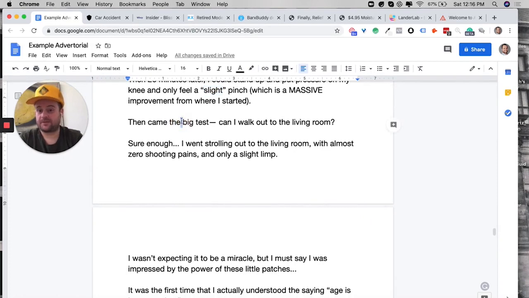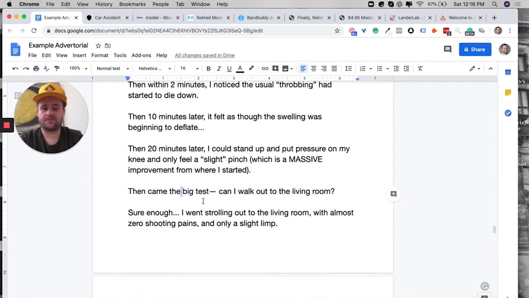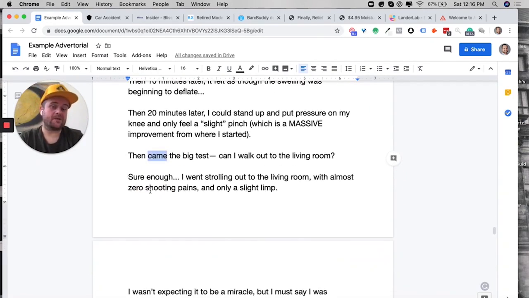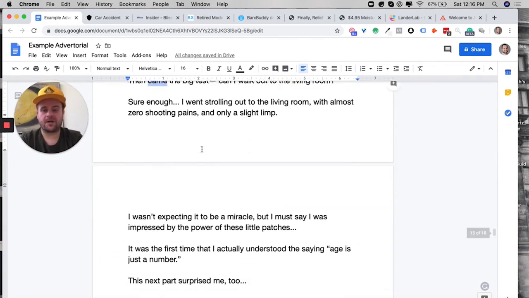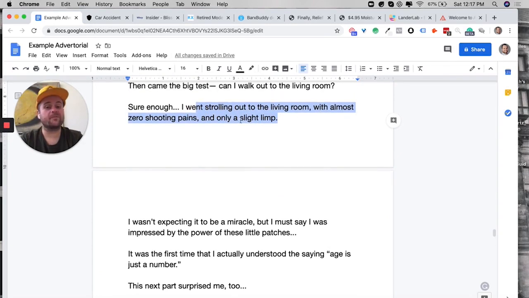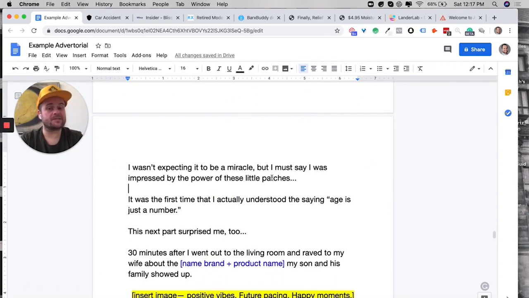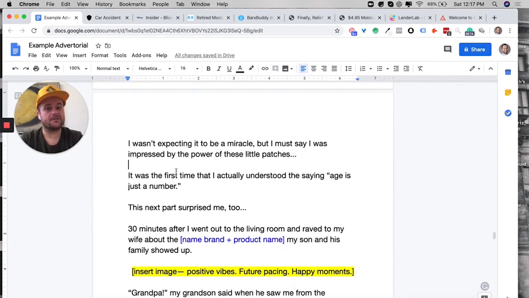Then came the big test. So this is the big one. So I lead up to 10, 20. No set reason why, but this does act fast, this product. Then came the big test. Can I walk out in the living room? She just wants to, or he or she just wants to get out in the living room. So sure enough, went out, and I was reasonable. I went out strolling in the living room with almost zero shooting pains and only a slight limp. I wasn't expecting it to be a miracle, but I must say I was impressed by the power of these little patches. So he or she knows that it's not going to just be instantly gone, but wow, it's manageable.